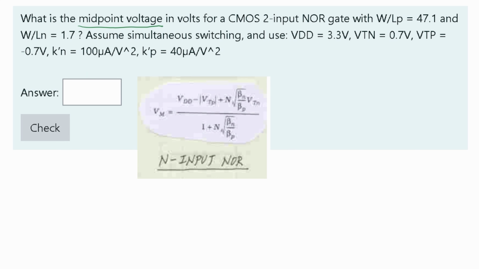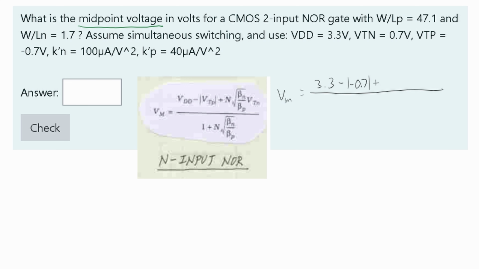For something like this, it's pretty straightforward. We're just essentially going to be plugging everything in here. So we have our VDD, this right here, and I'll solve it for this problem. Your values might be different, but again, this is just going over the concept for it. So VM, which is the midpoint voltage, is equal to VDD, which is 3.3 volts, minus the absolute value of our VTP. And our VTP is going to be this negative 0.7. So inside of here, we just have a negative 0.7 in absolute values. That means it's going to become a 0.7 afterwards, plus N.